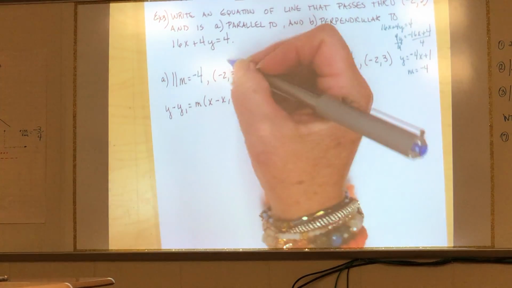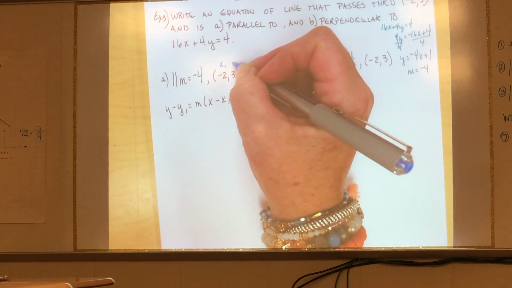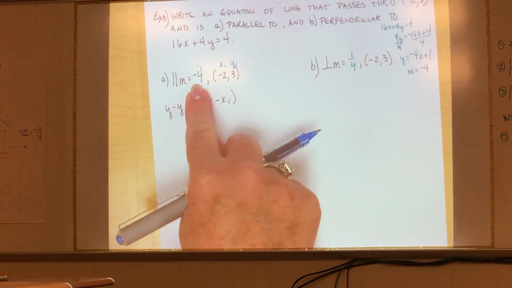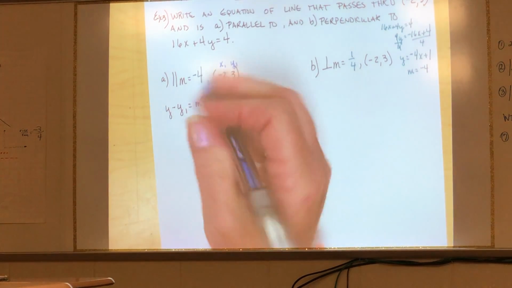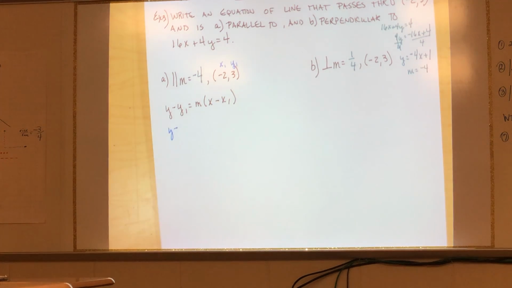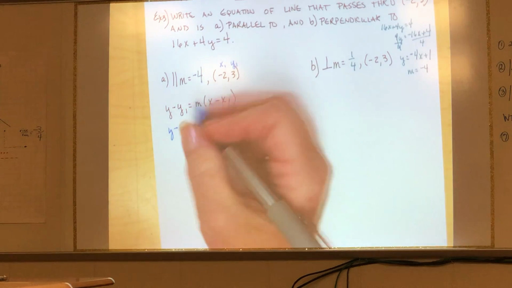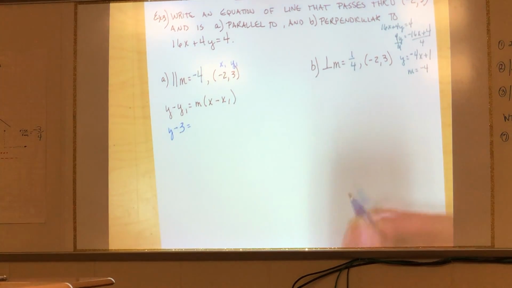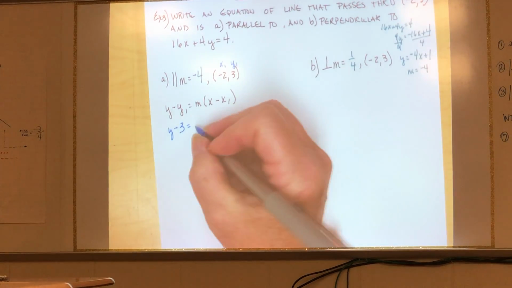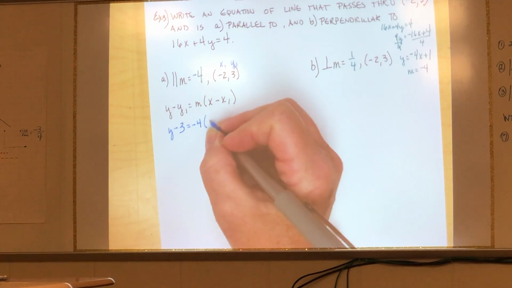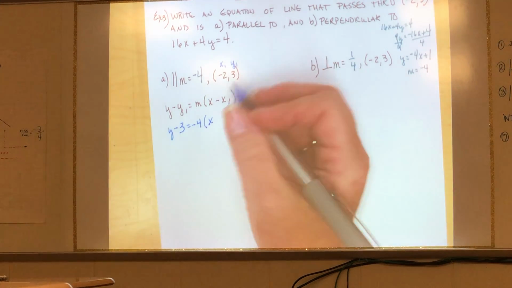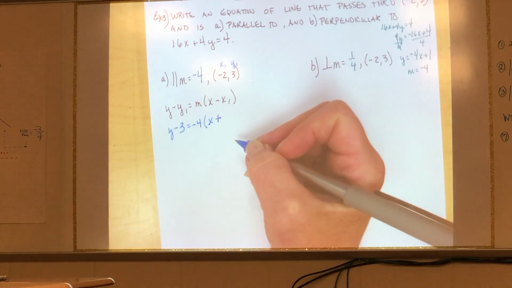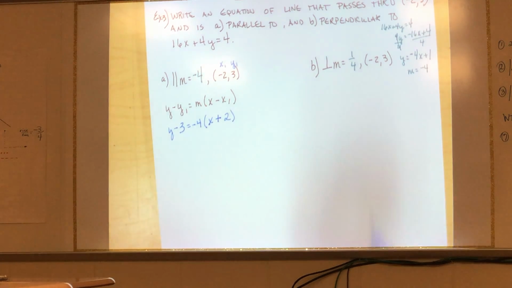So here's what we're doing. Y'all, this is my x sub 1 and my y sub 1. This is my slope. Don't touch the x's and the y's. So I got y minus what? Y minus 3. That's my y. Y's go with y's and x's go with x's. What's my slope? Negative 4. Negative 4 times x minus a negative 2. So minus a negative becomes a plus 2.